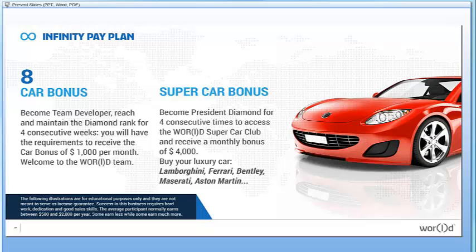Car bonus. Wow. Again, look, you have to be a team developer and maintain the diamond rank for 4 consecutive weeks. Let's just go according to this plan, because I was told by one of the leaders that we were communicating, this was at the beginning of time, it may have changed now, that so long as we maintain the diamond rank 4 times, doesn't have to be consecutive, 4 times, we can earn the car bonus. So let's talk about the difference between consecutive weeks and 4 times.